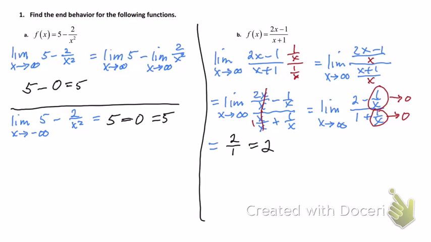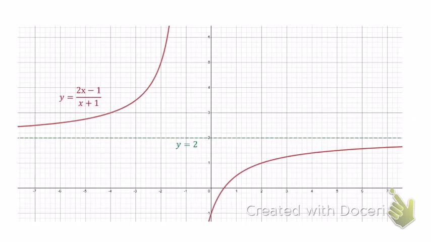Would that change any as x approaches negative infinity? No, it's still just going to be 2. Let's take a look at the graph of that. We've got our limit, y equals 2, and we can see how our function's taken off as x is approaching infinity and negative infinity. It's getting closer and closer to that y equals 2 line, but it will never reach it.